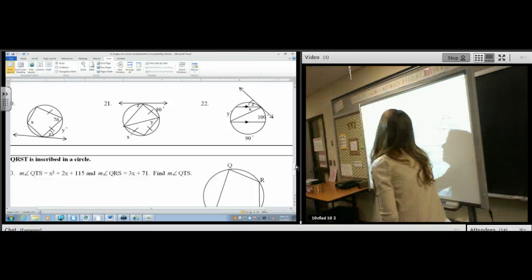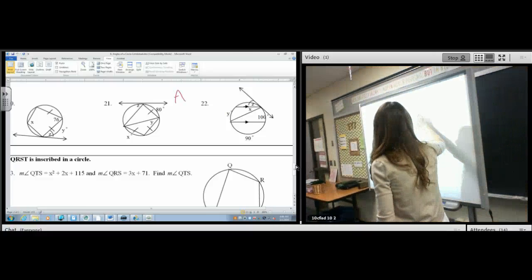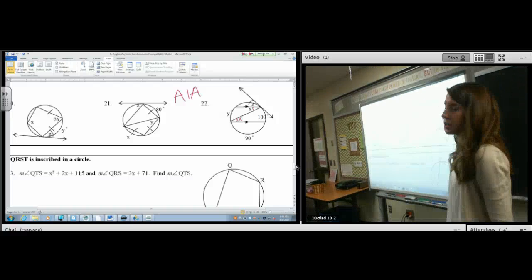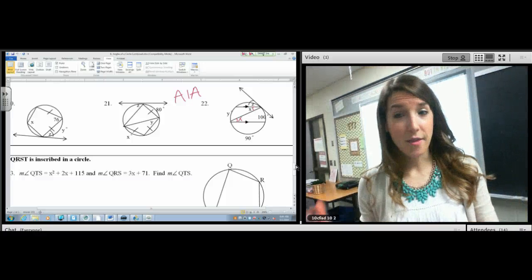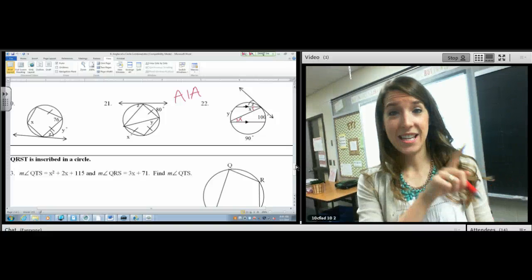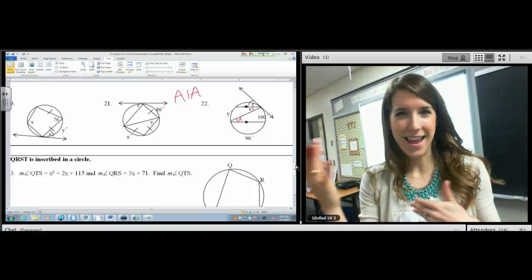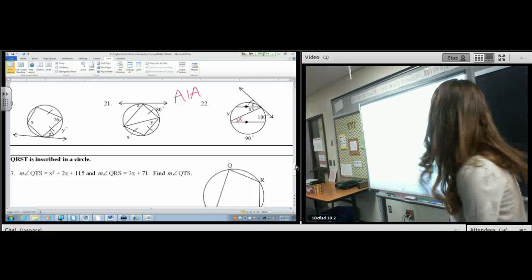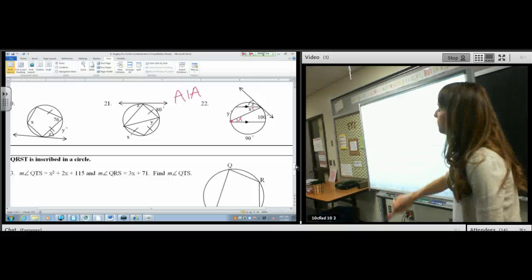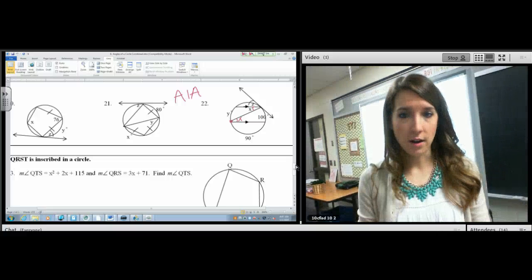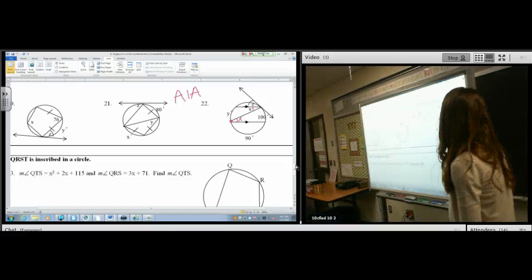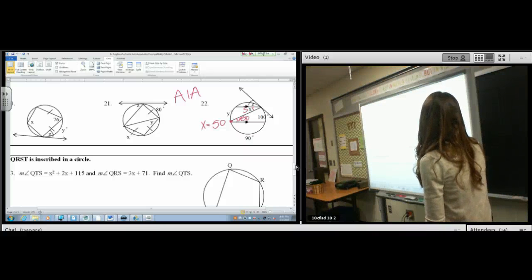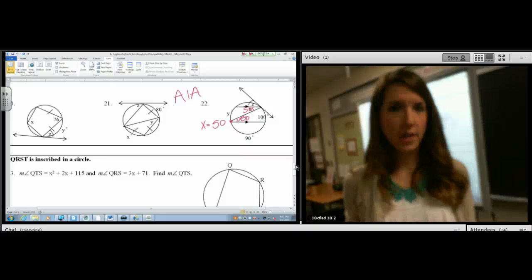If we use parallel lines, we know that we can use alternate interior angles. This angle and this angle are alternate interior angles, so that means that they are congruent. So I wrote an X in that other angle because it's congruent to the angle X. Now I can find angle X. I know that an inscribed angle, because its vertex is on the circle, is half the arc. So I take 100, I divide it by 2. So x is 50. This angle is 50, which makes this angle 50. 50, 50. Alternate interior angles.